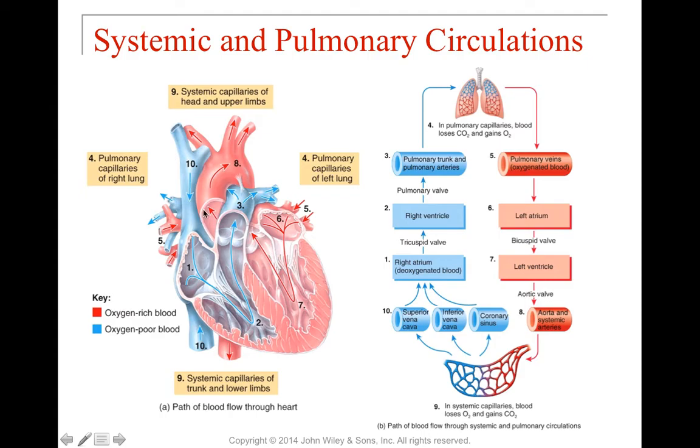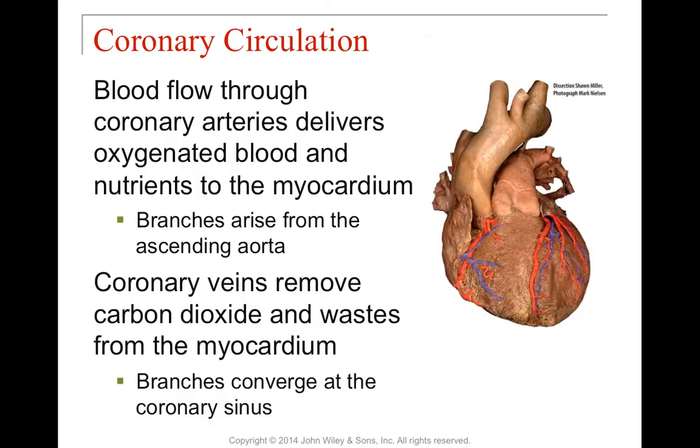Through the aortic valve, it's going to head out through the aorta, and then out to systemic capillaries at the head and the upper limb through those 3 major branches of the aorta. I know that's a lot. Don't worry, we're going to go over it several times as we head through the rest of this lecture.